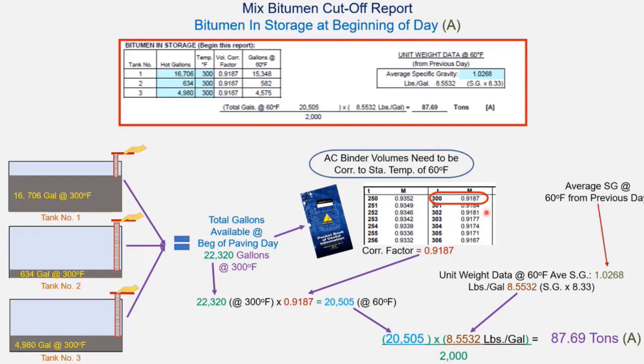You have your gallons at a standard temperature, and you want to know the specific gravity of the manifest, the average of the day from the day before. You put that in there, and what you end up with is tons. You have a certain amount of tons for the beginning of the day.